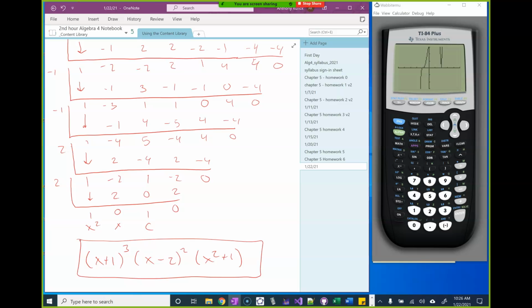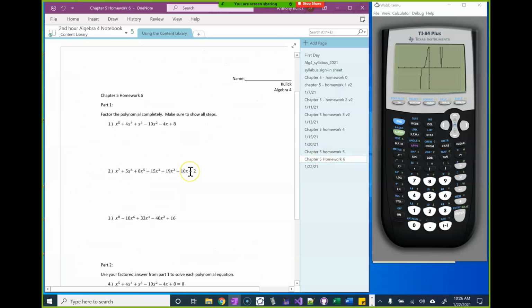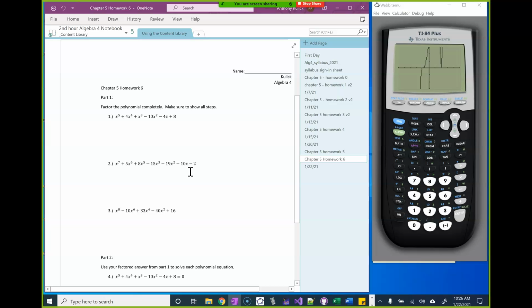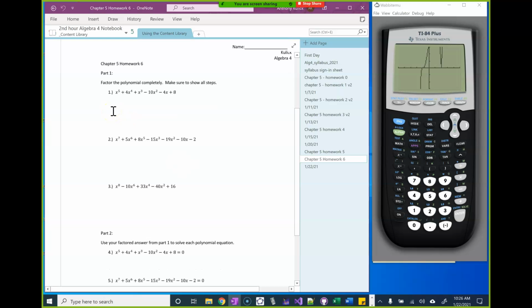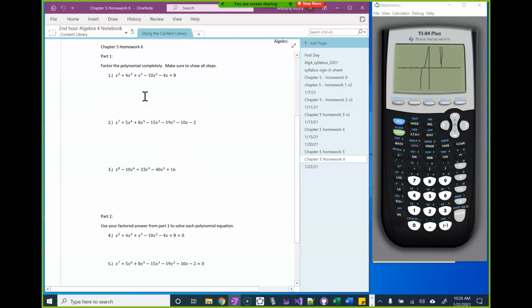Is this homework 6? So I have 3 factoring problems. And then in part 2, I ask you to use your solution to part 1 to solve it. So it shouldn't be so bad. There's only really 3 problems. Because even in part 2 where you're solving, you already did the factoring in part 1. The solving for part 2 shouldn't be really much of anything at that point, right? But that's it.